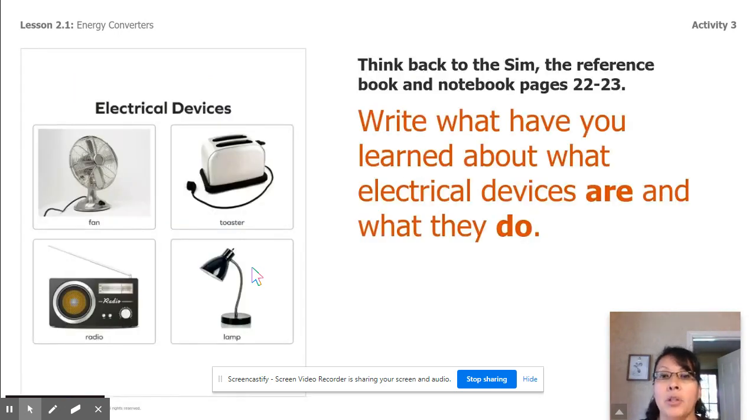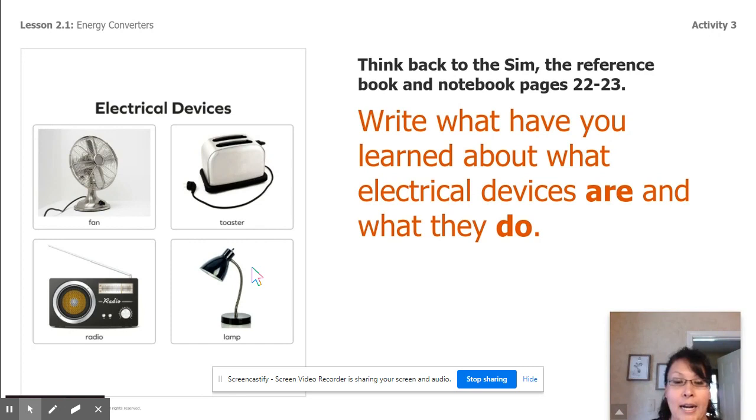So think back to the sim that we just did, and the reference book that we read in the past lesson, and the notebook pages that you did in your investigation notebooks, pages 22 and 23. I want you to write what you have learned about what electrical devices are and what they do.